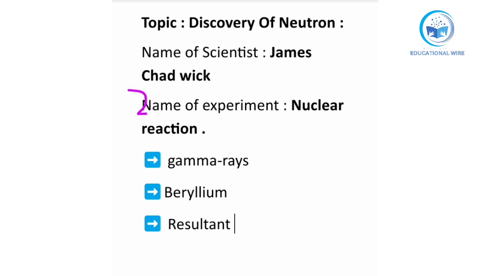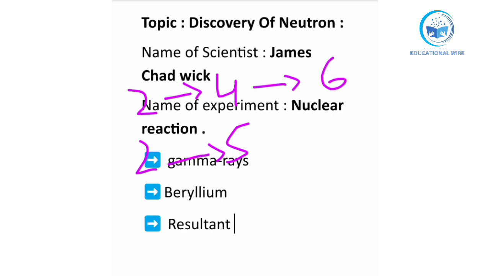Helium has 2 protons and 2 neutrons, it's 4. After that, we were having beryllium. Beryllium has 4 protons and 5 neutrons, as I told you. Now what we will do, we will add all this. What happens, we will gain 6 protons and 7 neutrons.